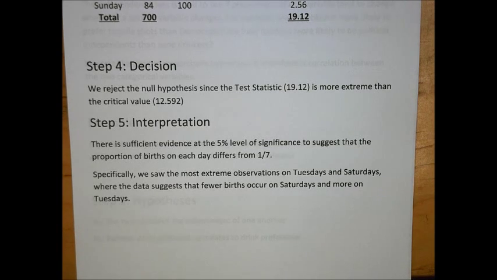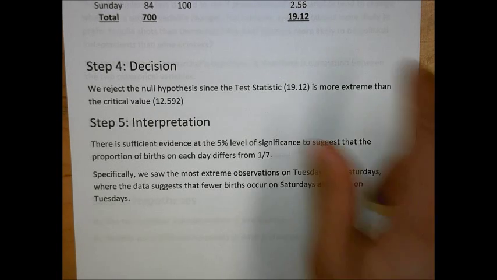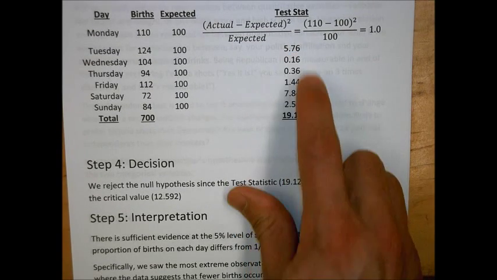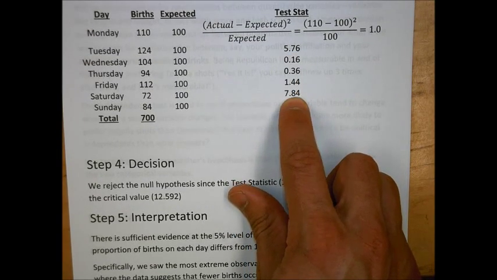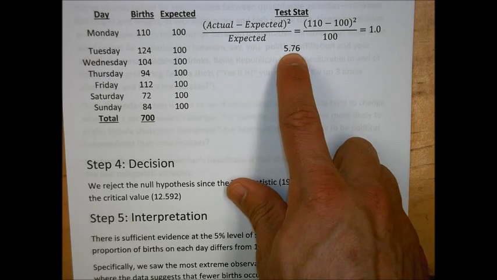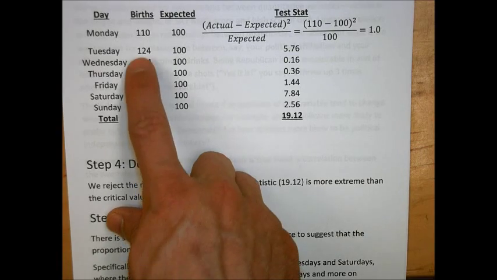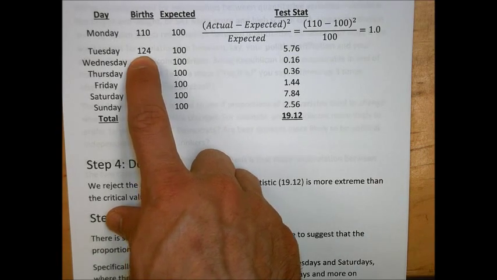Now here it may be interesting to know which days are most different. If you go back to the test statistic calculations, you'll see the highest two test statistic contributions came from Saturday and Tuesday. Saturday we saw an especially low number of births, and Tuesday we saw an especially high number of births.